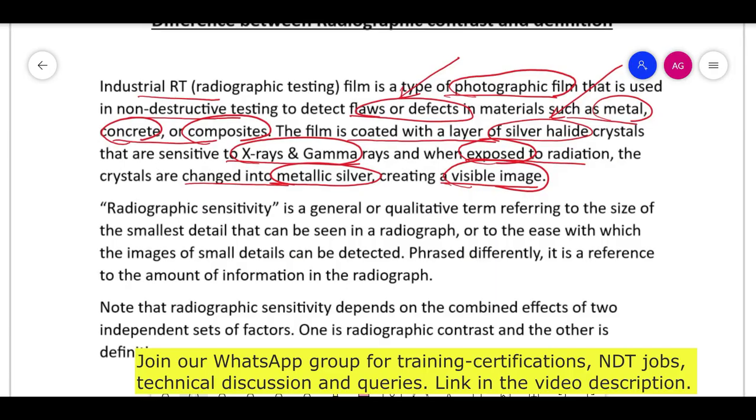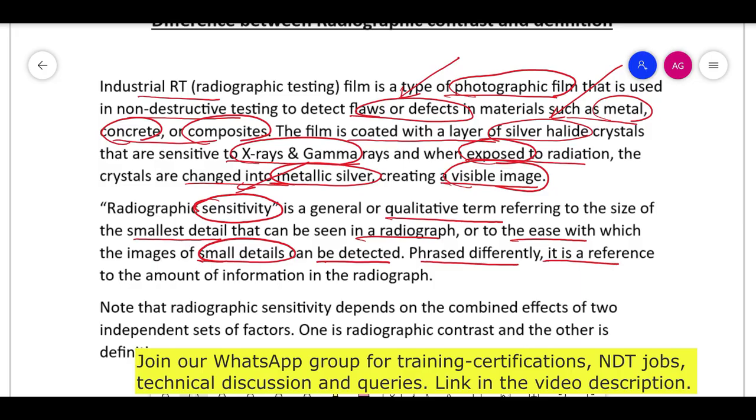Now the image that you see, that is, the sensitivity of your radiograph, will be called radiographic sensitivity. It is a general and qualitative term referring to the size of the smallest detail that can be seen in the radiograph and to the ease with which the images of small details can be detected. So the smallest detail that you can find is called the radiographic sensitivity of any radiographic film. That means you got to see even the smallest detail, which means the sensitivity of your radiography film is good.